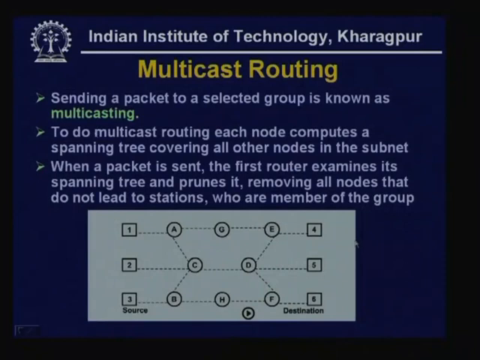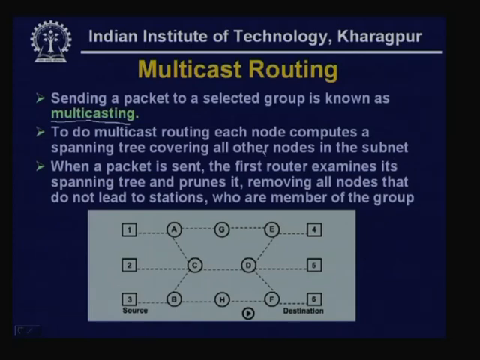For example, there is a video service provider who is giving video on demand to a group of people. So, in such a case, a particular video, maybe a TV channel or a movie, has to go to particular users depending on their demand. So, a group of users, not a single one. This is known as multicasting. To do multicast routing, each node computes a spanning tree covering all other nodes in the subnet.